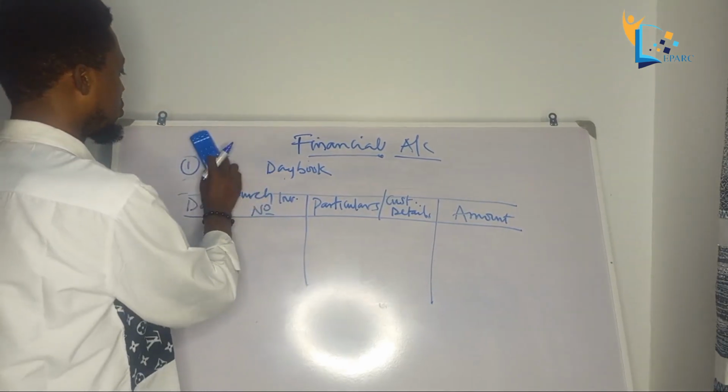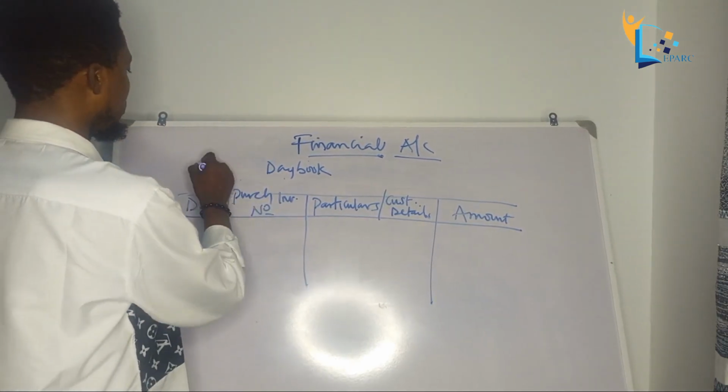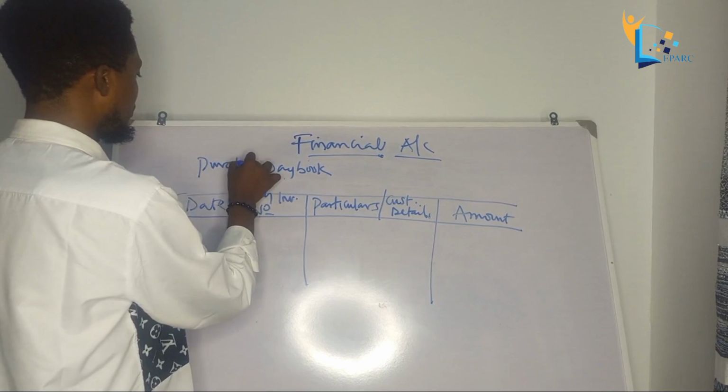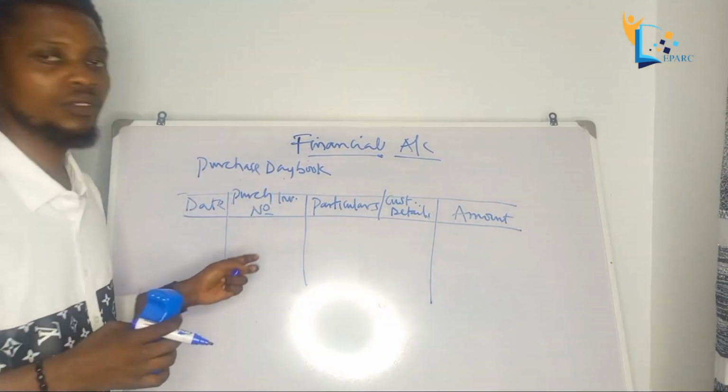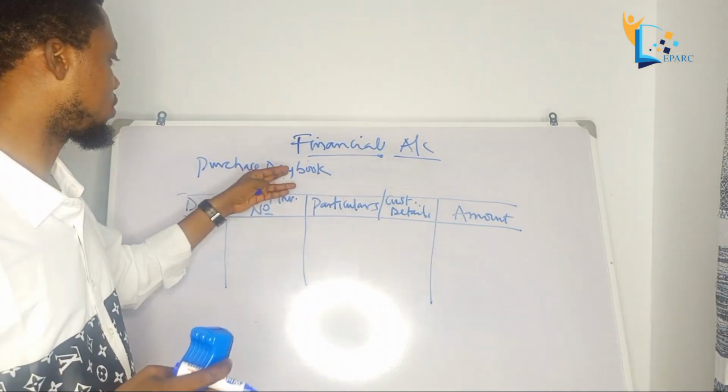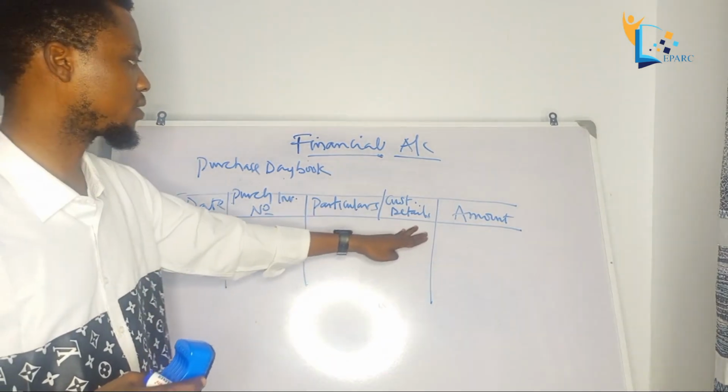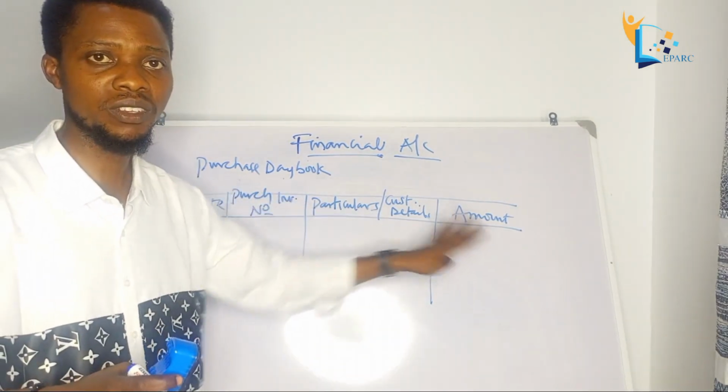Purchase invoice number for the purchase day book. For the purchase day book, we have the purchase invoice number, the particulars or customer details, and the amount. It's the same thing.